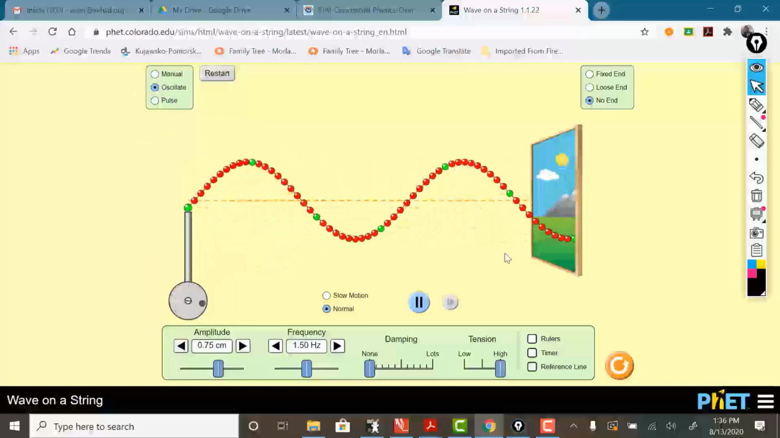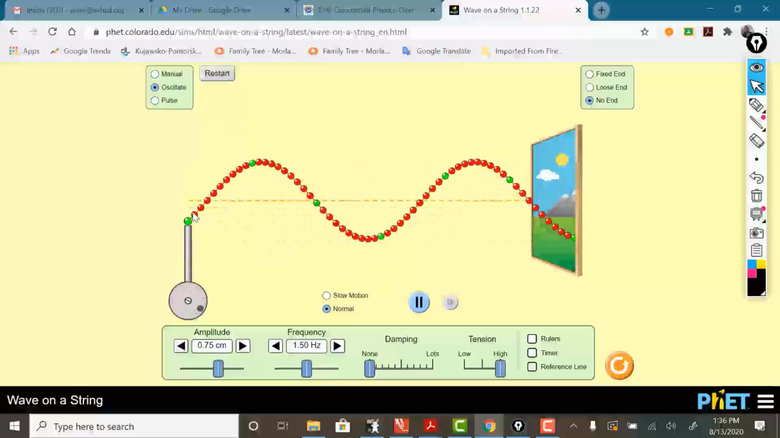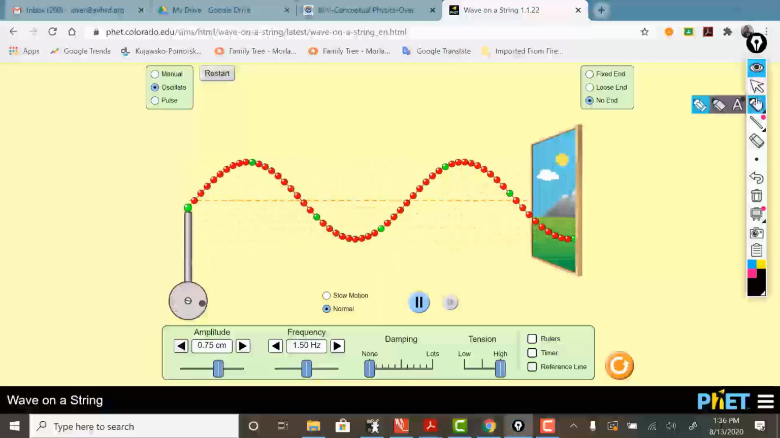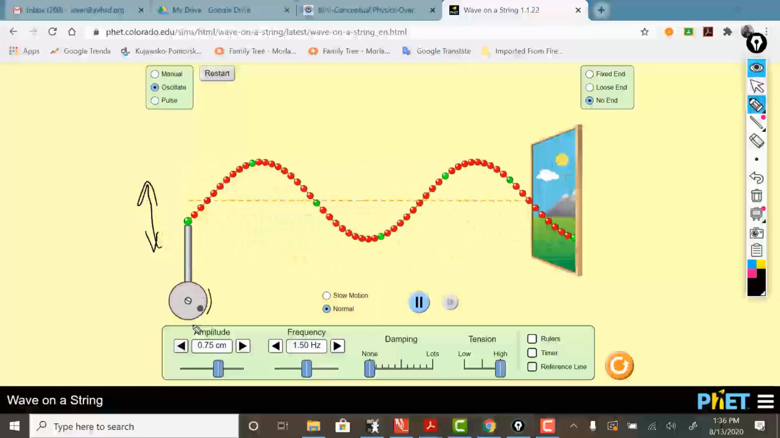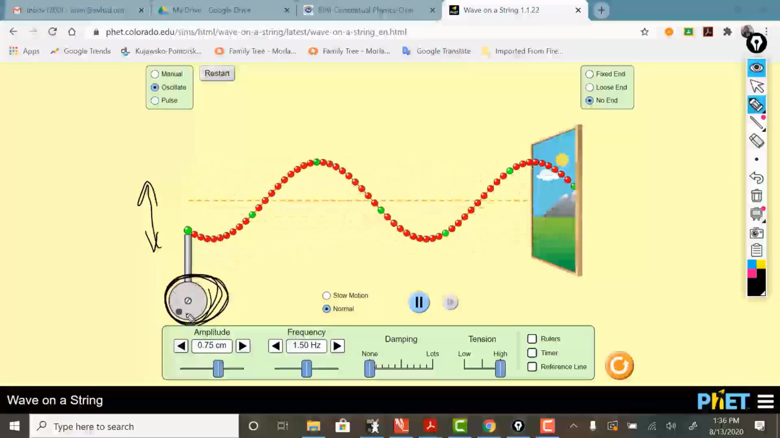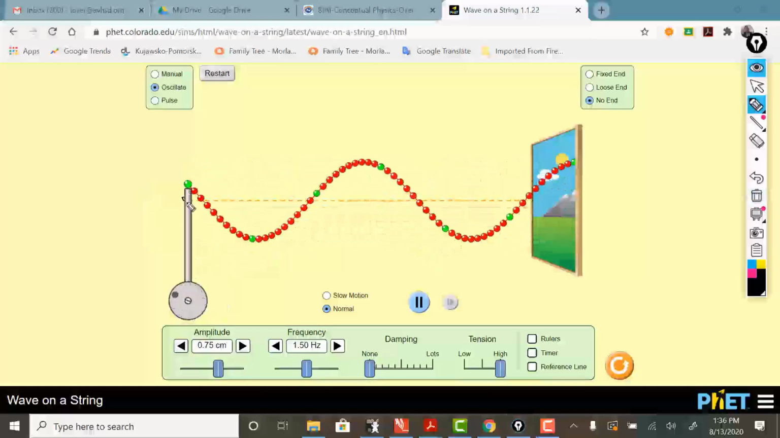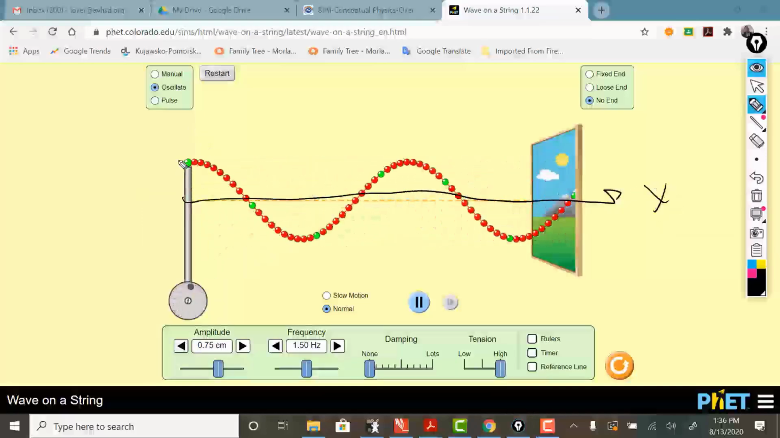Okay, great. So you'll notice that this bar is going up and down, back and forth. Again, this is not turning in circles. This is going up and down. This wheel right here is going in circles. You'll notice that a wave is being formed. You'll notice that there is an x-axis and there is a y-axis.